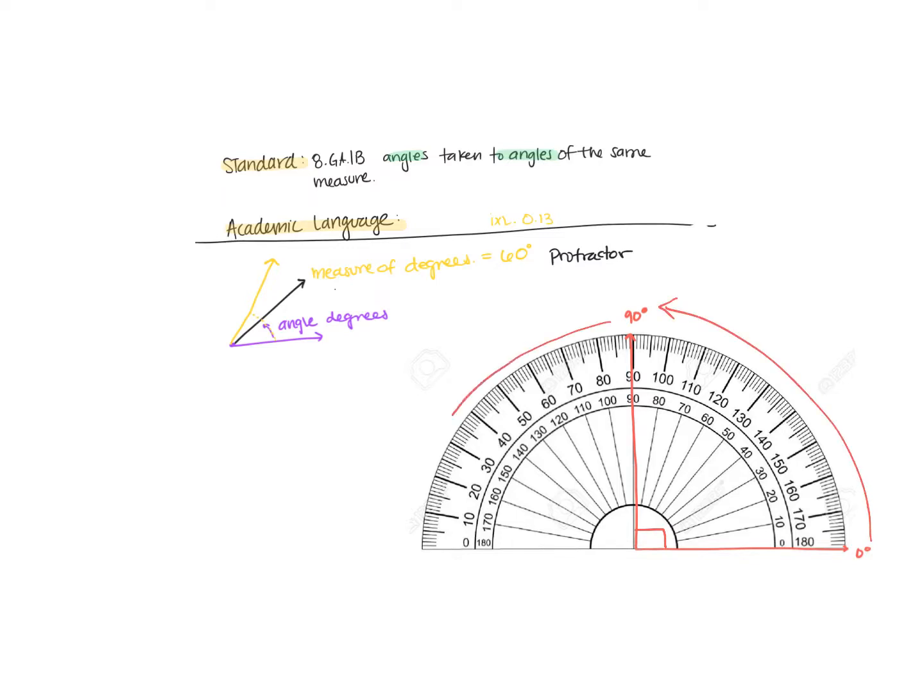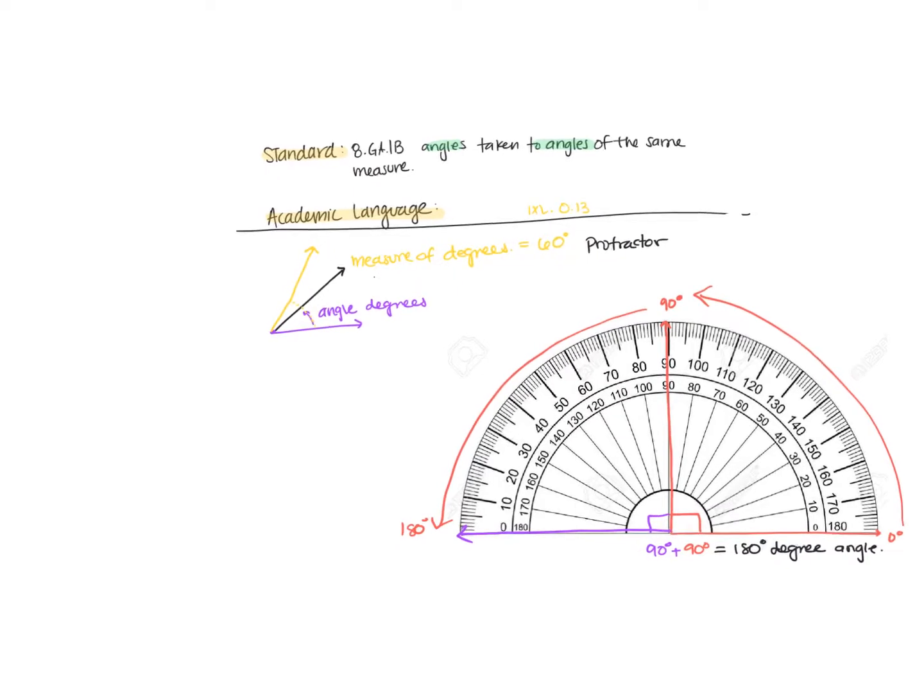And then if you keep opening, then you have 180 degrees. What you'll notice is that you actually have another 90 degrees here. So it's 90 degrees plus 90 degrees equals 180 degrees. When you open up all the way, that's called a 180 degree angle. All these things have names. So let's talk about your IXL.